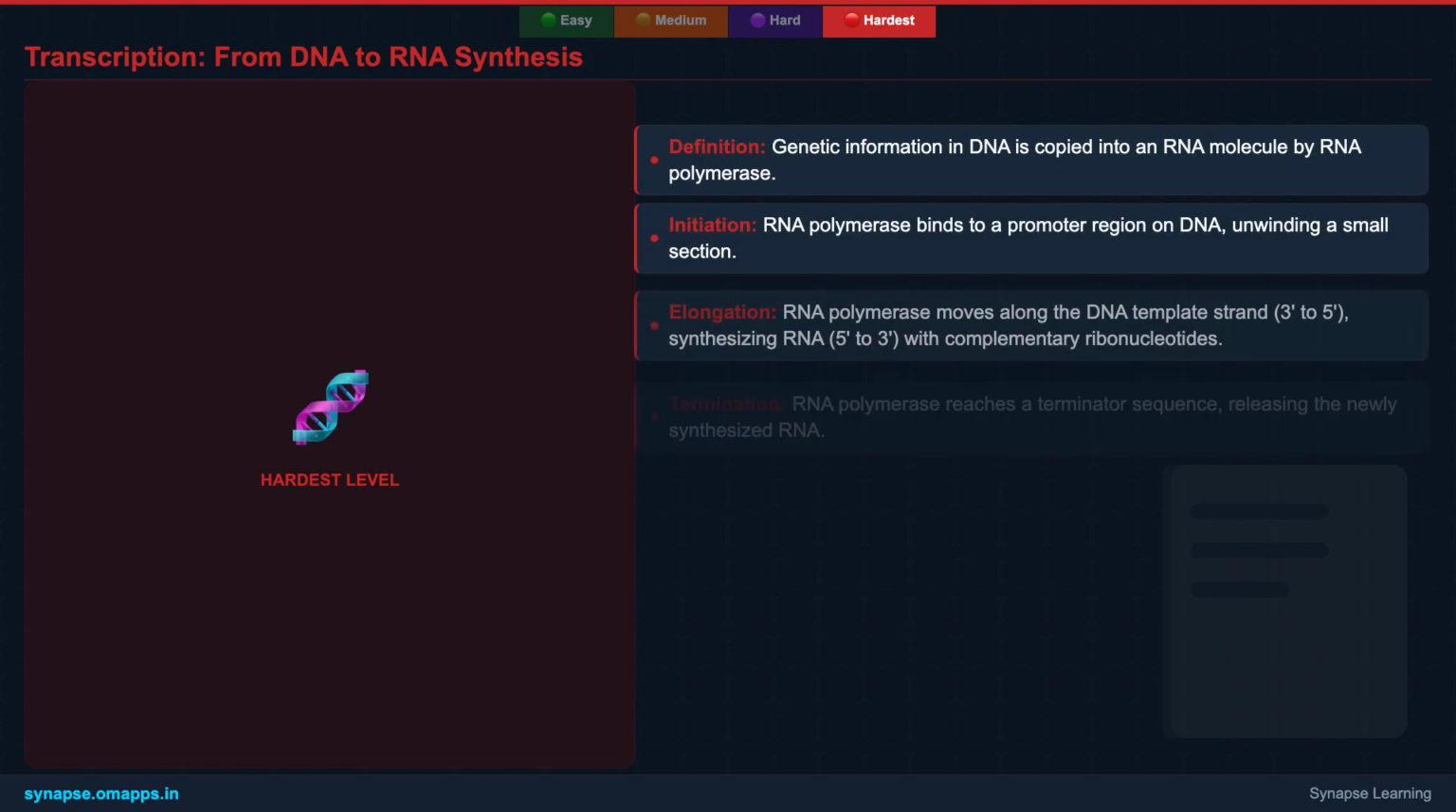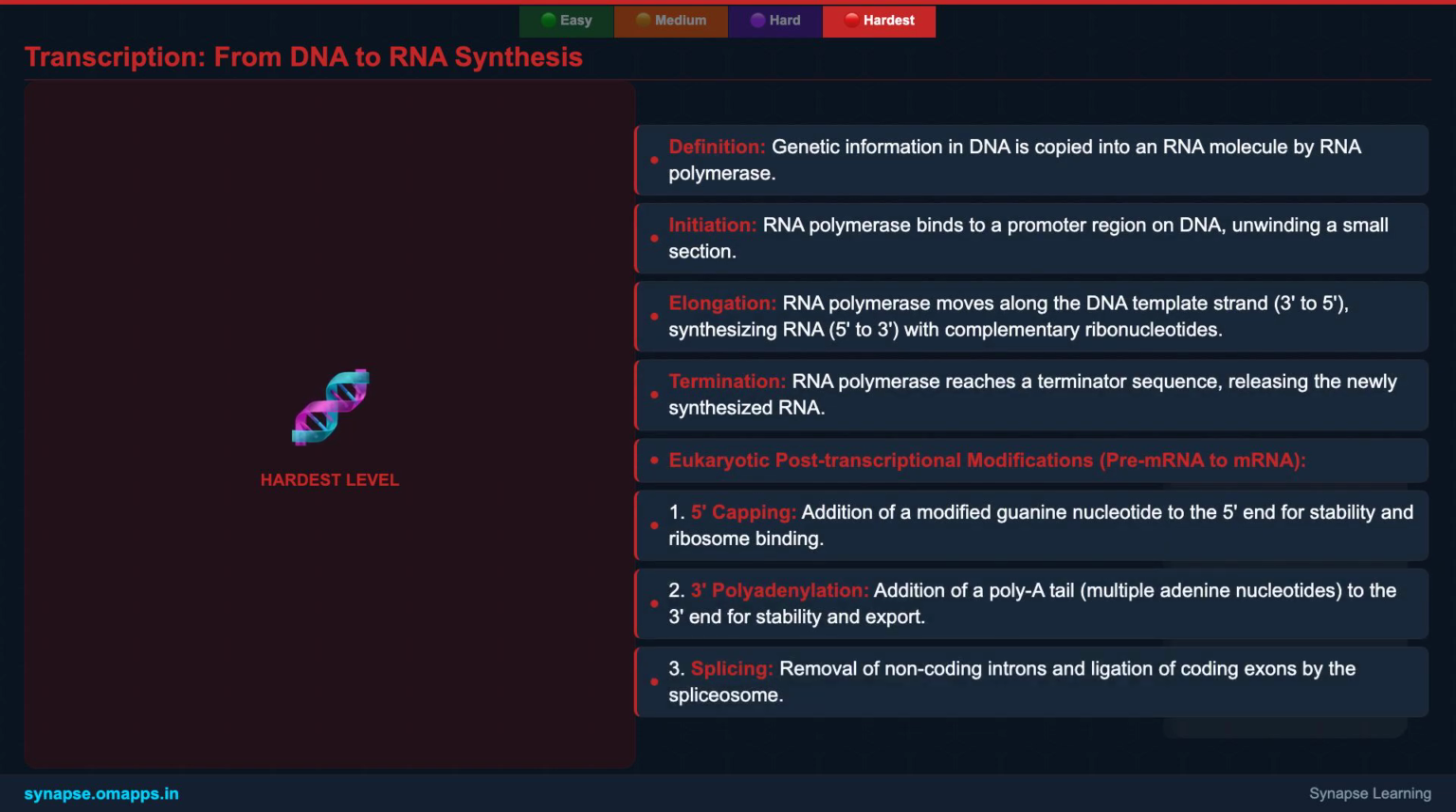Transcription is the intricate process of converting DNA's genetic message into an RNA molecule. RNA polymerase orchestrates this by binding to a promoter region on the DNA, unwinding it, and then synthesizing a complementary RNA strand. In eukaryotes, this initial RNA, called pre-mRNA, undergoes crucial post-transcriptional modifications. A 5' cap is added, a poly-A tail is attached to the 3' end, and non-coding introns are meticulously spliced out, leaving only the coding exons.